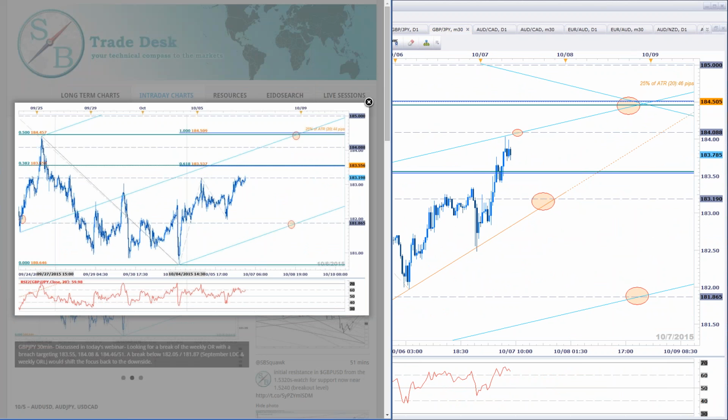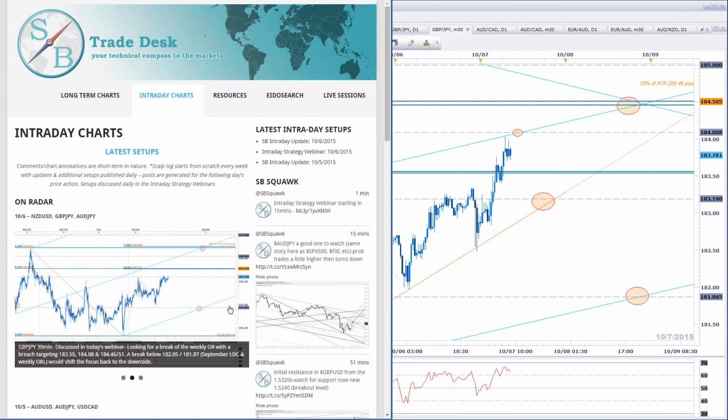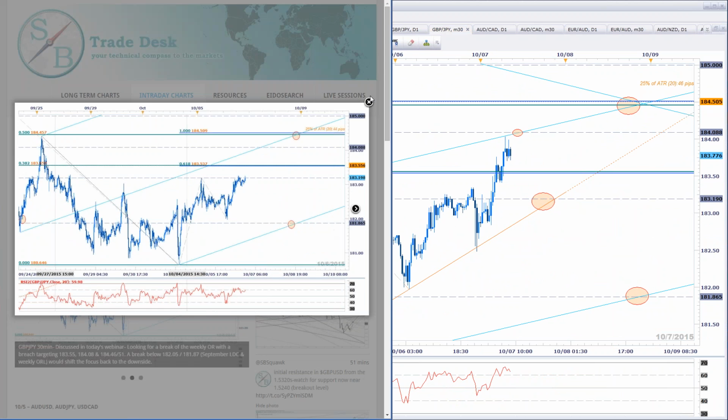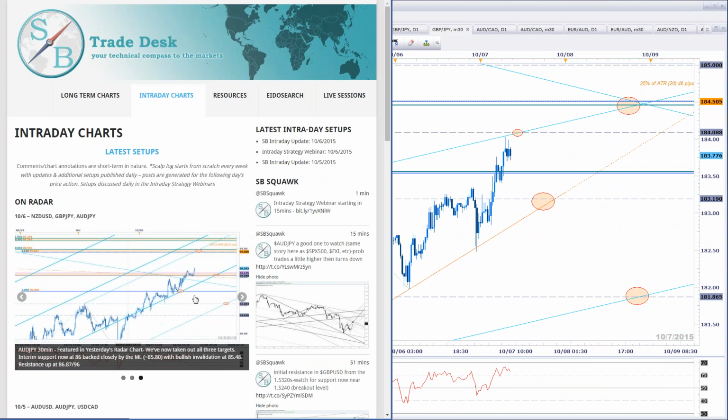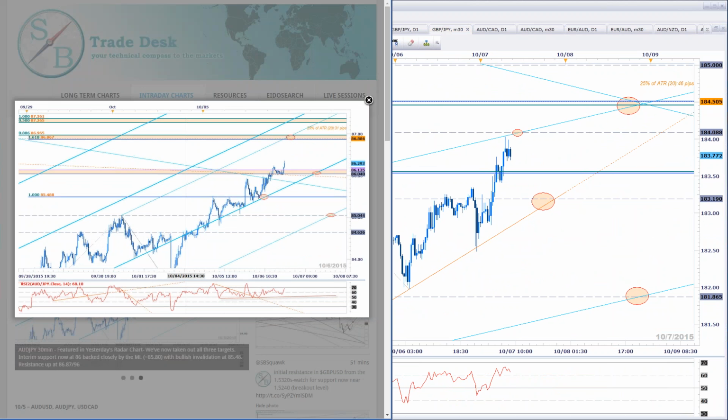All right, so while we're on the yen pairs, we went over sterling yen. Let's just touch really quick on the last radar chart from last night, and that was Aussie yen. Here's what Aussie yen looks like. And another one based on Aussie strength, obviously one of the strongest performers today that we talked about.